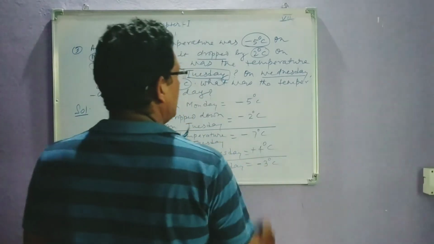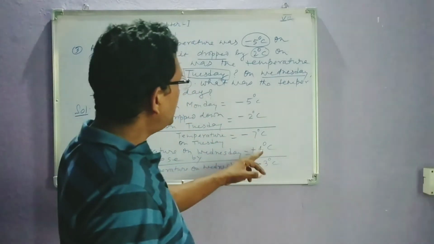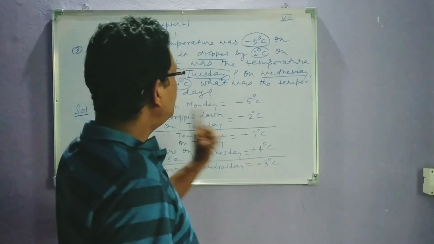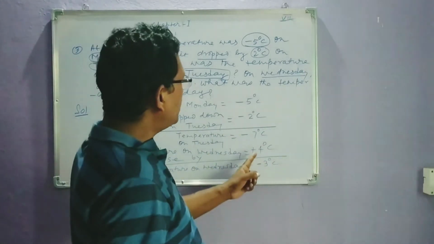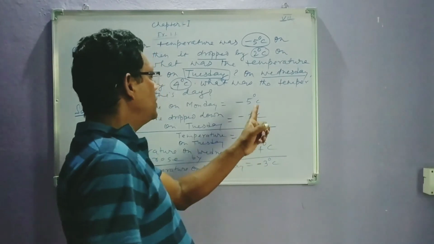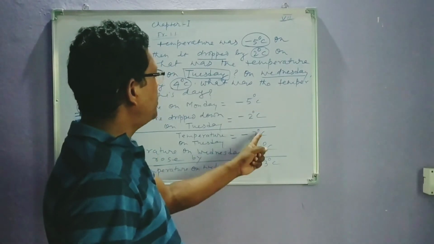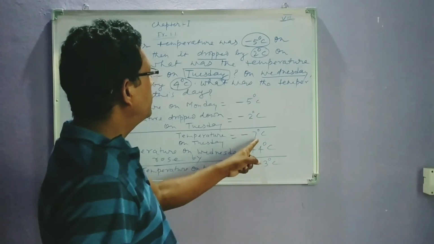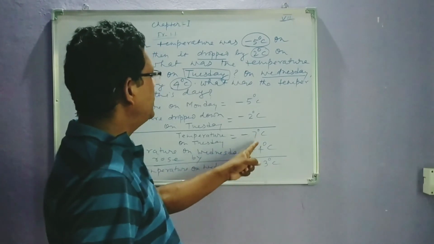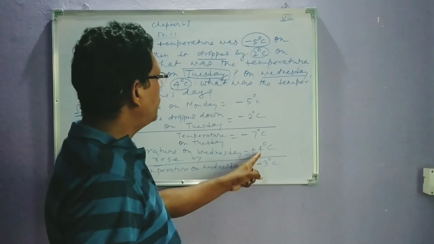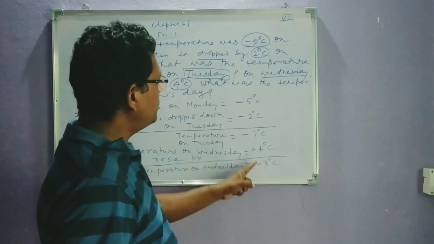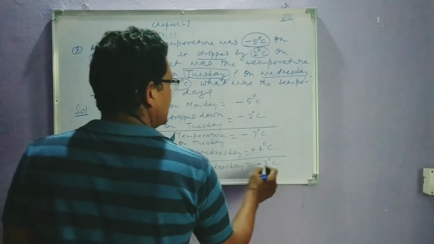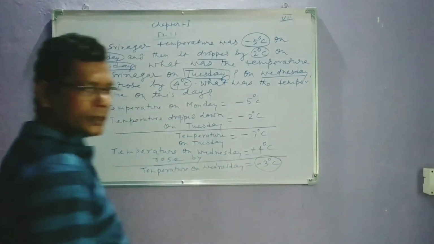We put a minus sign because 7 is more than 4. And if there is one negative number and one positive number, then we take the difference. So 7 minus 4, 3, and we give the sign of the number which is more. Here 7 is more than 4, so the sign of negative is put here. So the temperature on Wednesday is minus 3 degrees Celsius.